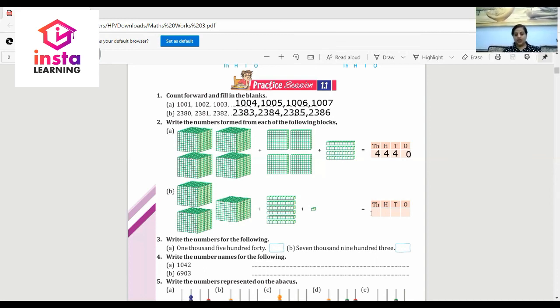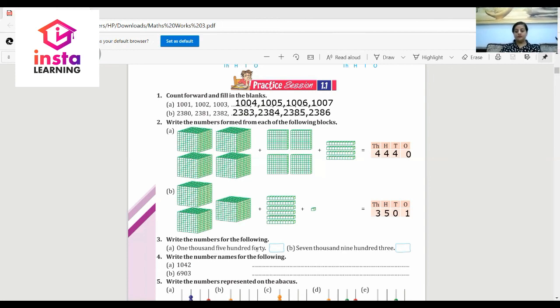Next is 1 and 2 and 3. It means 3000. 1, 2, 3, 4, 5. It means 500. And what is at tens place? Nothing. So we would put 0. And here it is only one number. So we put here 1. So answer will be 3501.